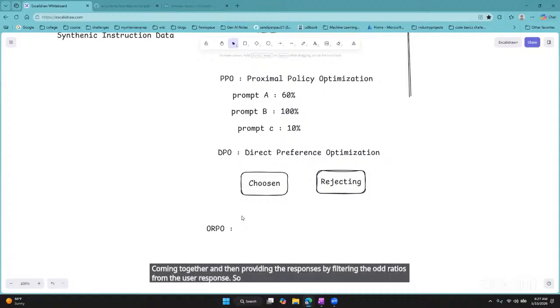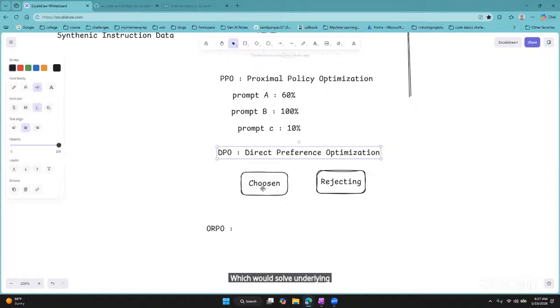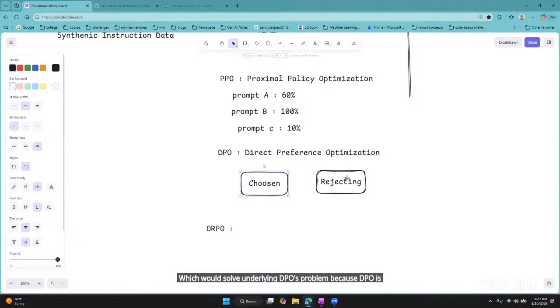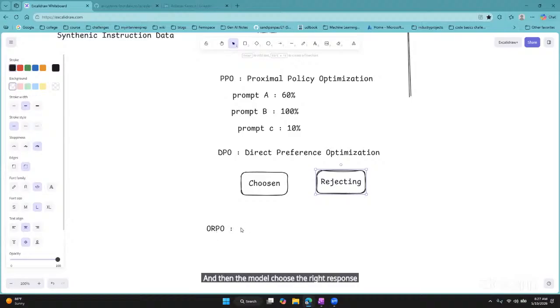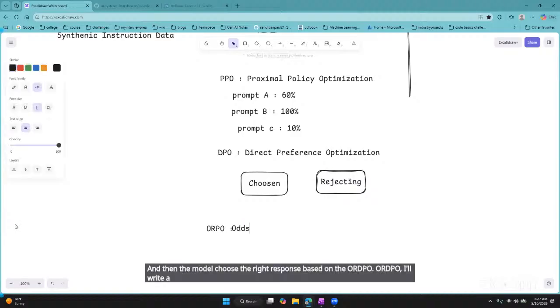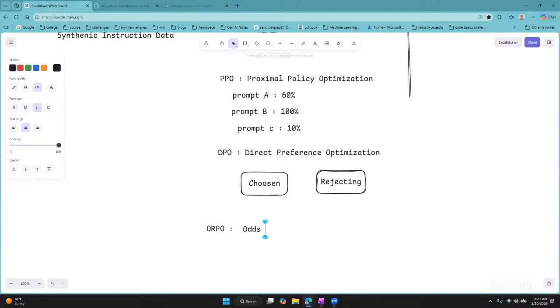So that is something which would solve the underlying DPO problem, because DPO is a bit confused about which to choose and which to reject. Then ORPO comes into the picture to provide the ratio of the responses which are odd, which are correct, and then the model chooses the right response based on ORPO. ORPO, I'll write the full form here. It's nothing but odds ratio preference optimization.